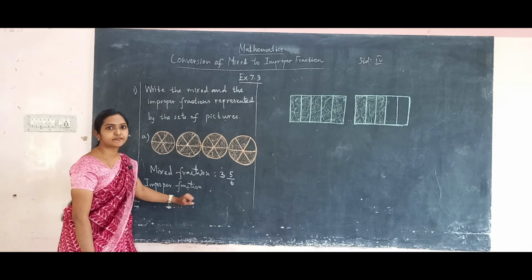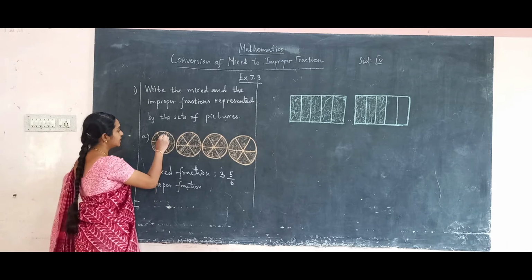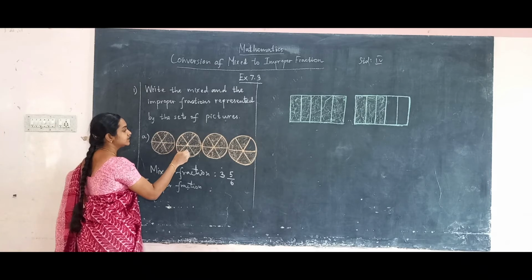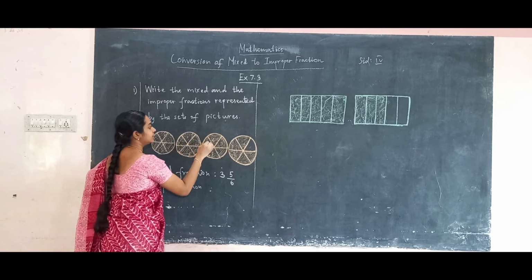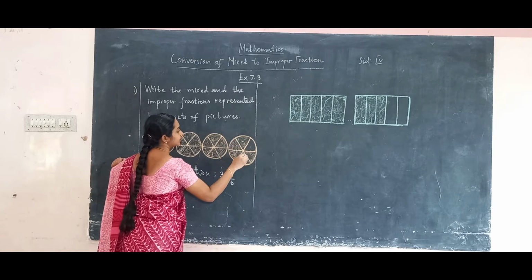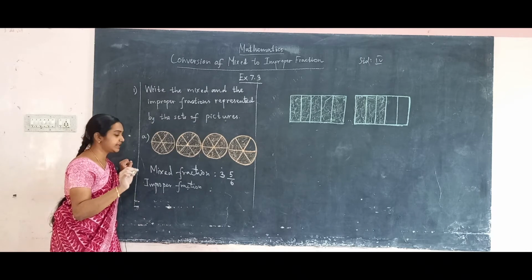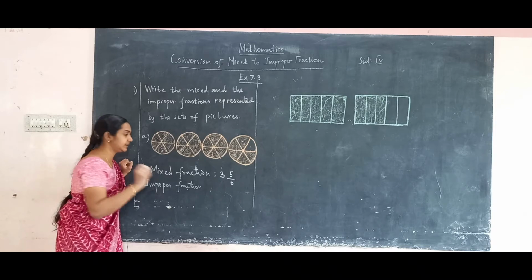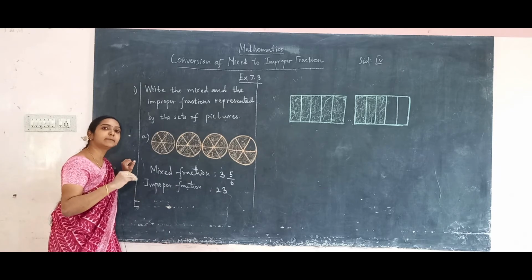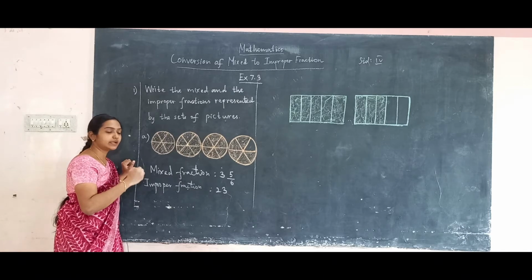Next, for improper fraction, count the parts that are shaded. 1, 2, 3, 4, 5, 6, 7, 8, 9, 10, 11, 12, 13, 14, 15, 16, 17, 18, 19, 20, 21, 22, 23. Totally we have 23 fully shaded parts. So write 23 in the numerator. The total number of shaded parts is 23.